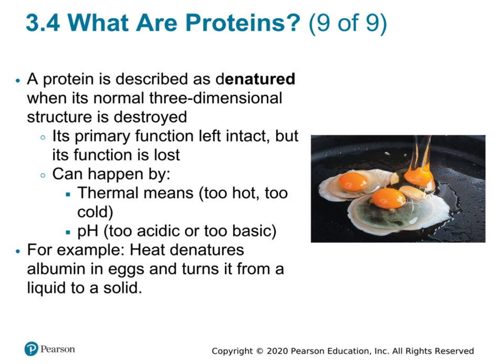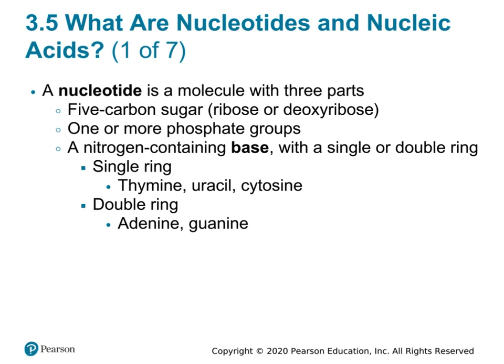How can that happen? Well, by thermal means. If you change the temperature, it becomes too hot or too cold. By pH, that becomes too acidic or too basic. If you've ever cooked an egg, you've denatured proteins. You've turned the liquid albumin into a solid albumin, and you can't undo that. So oftentimes denaturation is irreversible, but not always.